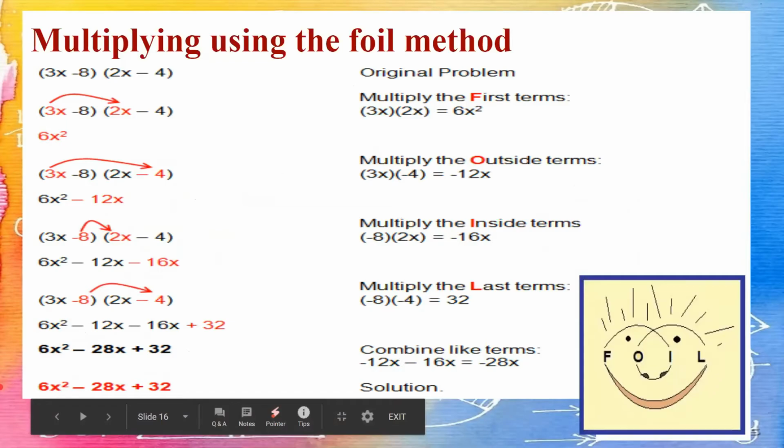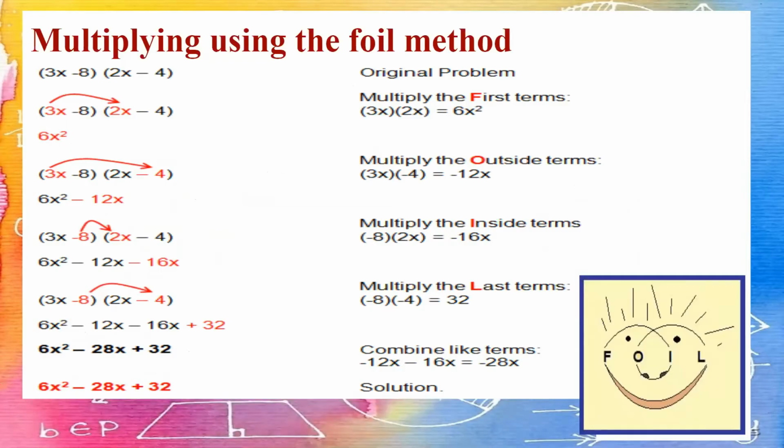So for the FOIL method, I know it shows you 1, 2, 3, 4, 5, 6, 7, 8, so many steps, but it's not that complicated, I promise.